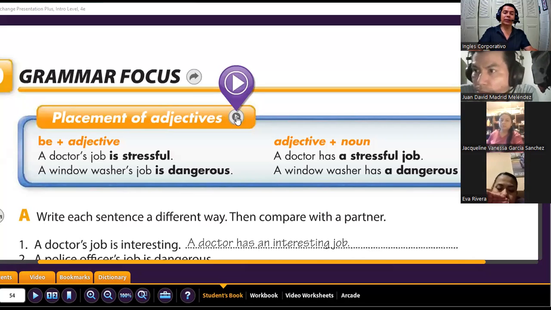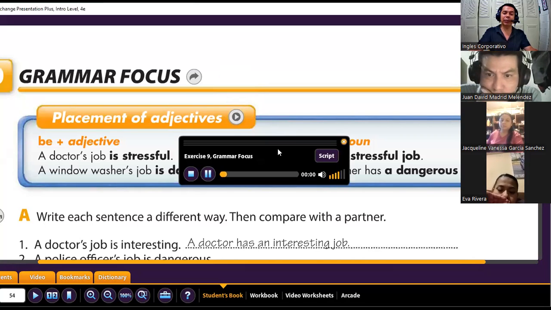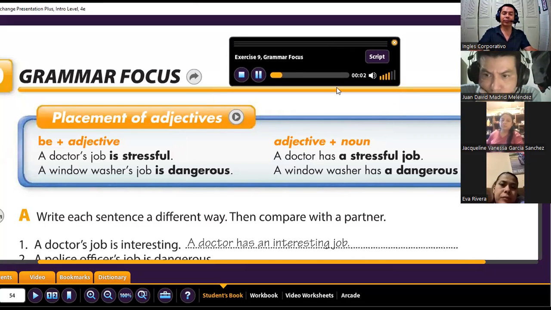Okay, now let's go to the last 10 minutes of the class. And listen. Page 54, exercise 9, grammar focus. Placement of adjectives. B plus adjective. A doctor's job is stressful. A window washer's job is dangerous. Adjective plus noun. A doctor has a stressful job. A window washer has a dangerous job.